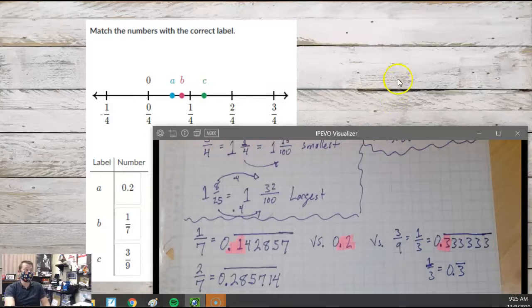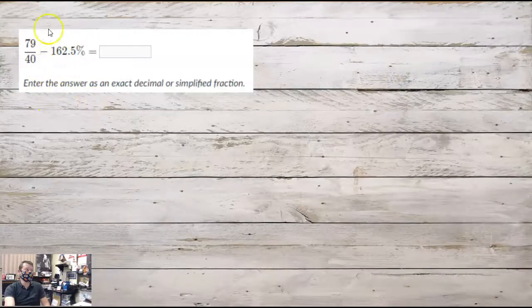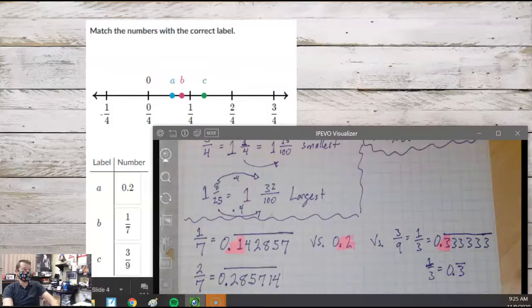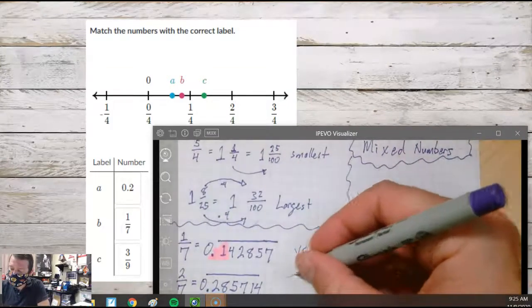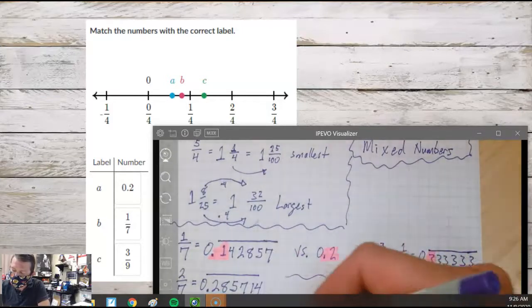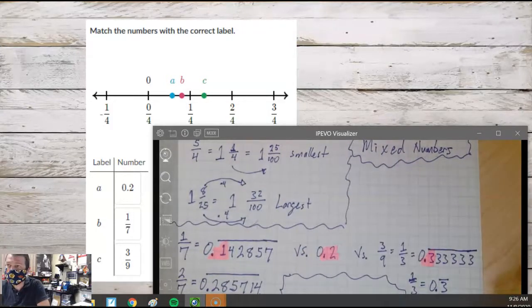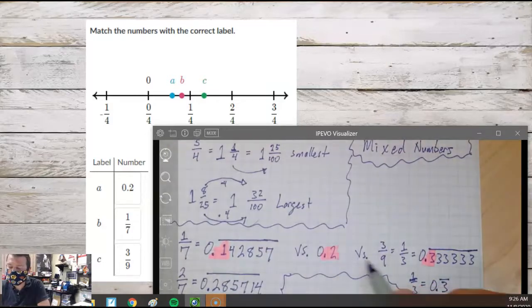Another one that was missed big time is this one that we're going to do next. We're going to convert everything to percents, since we haven't done one like that. So in your notes, what did we do here? We left everything as... Are these mixed numbers? No.